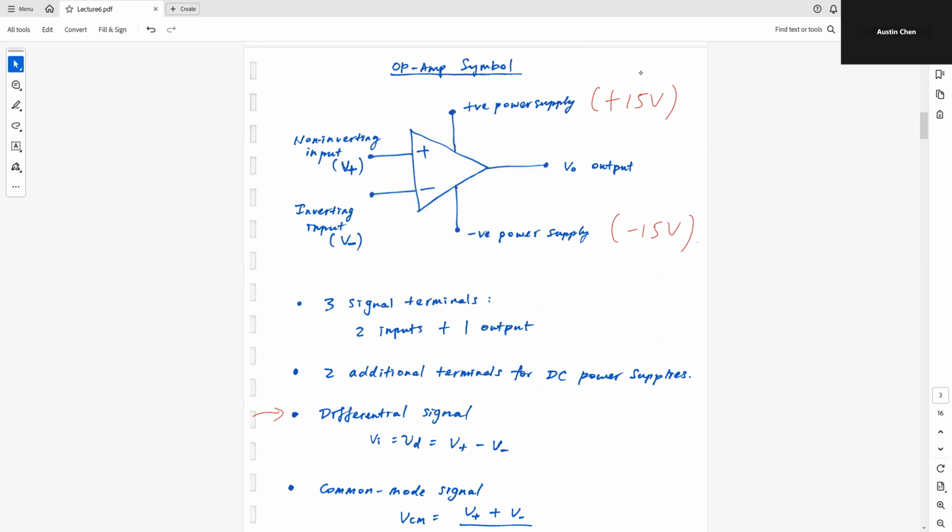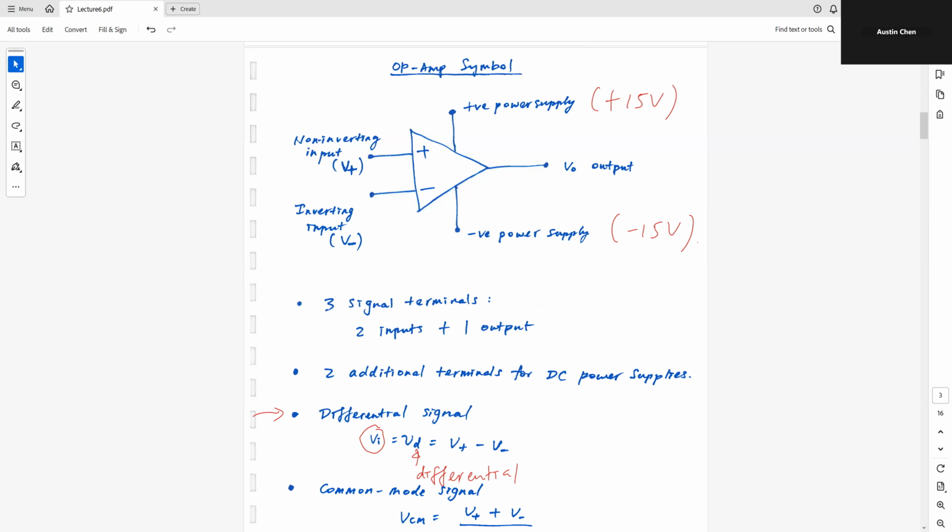So next, let's look at the signal. Okay. So let's just try to focus on the inverting and the non-inverting input. So for the differential signal, I'm going to define something called VI, where I stands for my input. And this is equal to VD, where D stands for differential.